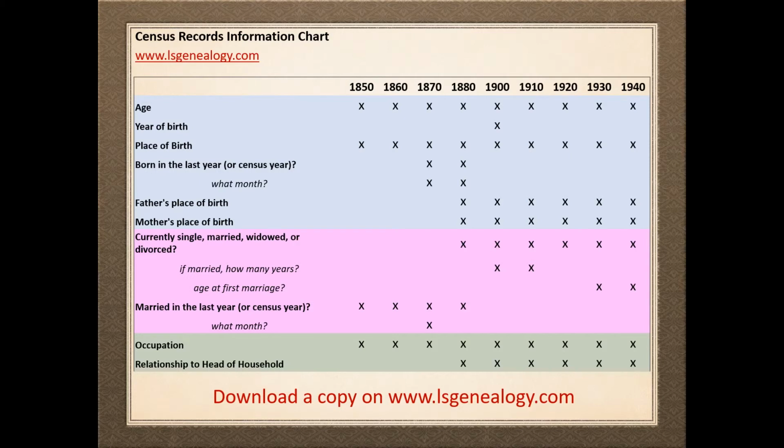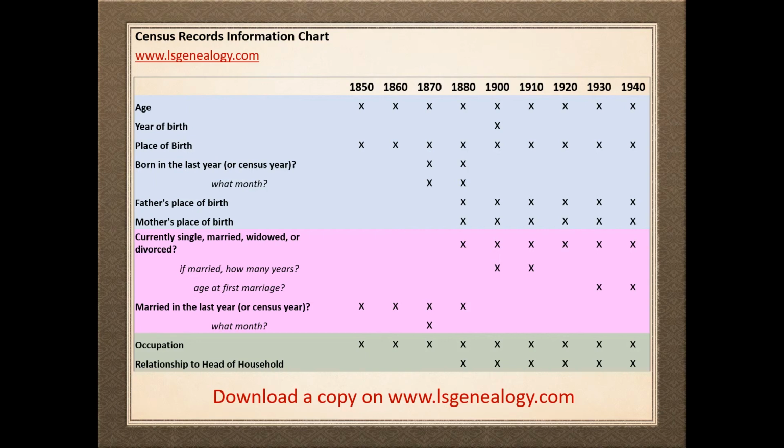For place of birth, you are likely going to get the two-letter state abbreviation or the name of a territory. Same thing with father and mother's place of birth if they were born in the United States. If not, you'll likely just get the name of the country. Towards the bottom, you see occupation listed. That can be very useful if you're applying to an occupational lineage society. Relationship to head of household is, of course, important in establishing the generational link.